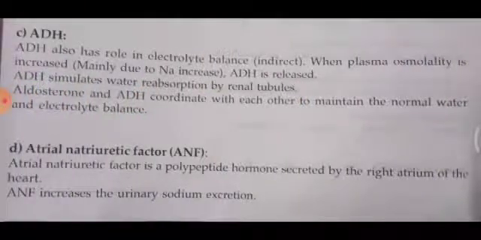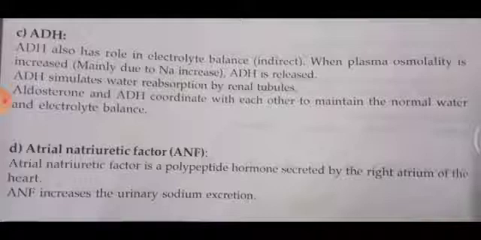Next is ADH. The ADH also plays a very important role in electrolyte balance. When plasma osmolarity is increased due to sodium increase, ADH is released. ADH stimulates water reabsorption from the renal tubules. Whenever there is excess sodium in the ECF due to loss of water, it is going to stimulate the ADH, which in turn is going to influence the renal tubules to reabsorb water. So ADH stimulates the renal system to reabsorb the water and thereby maintain the water balance.